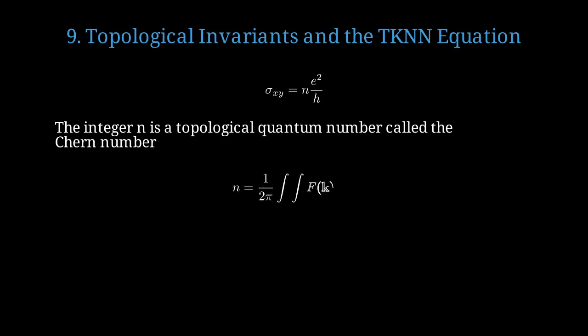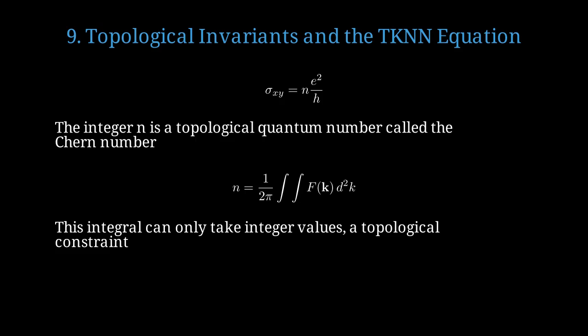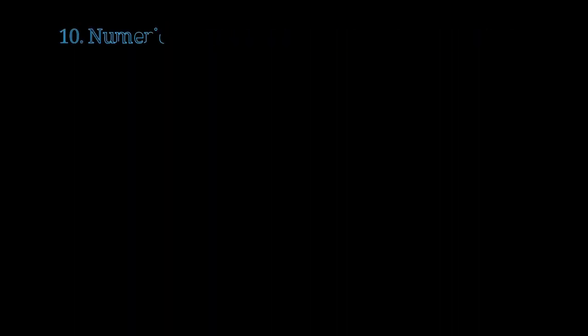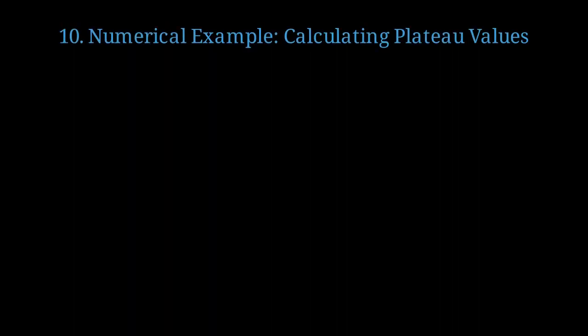The Chern number can be calculated as an integral over the Brillouin zone of a quantity F of k called the Berry curvature. Remarkably, this integral can only take integer values due to topological constraints, which is why the quantization is exact. Let's calculate the actual resistance values for the first few plateaus. The Hall resistance equals h over n e squared, which is the von Klitzing constant divided by n.